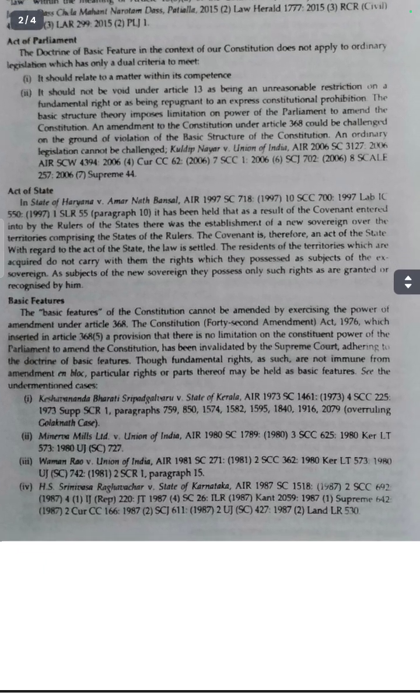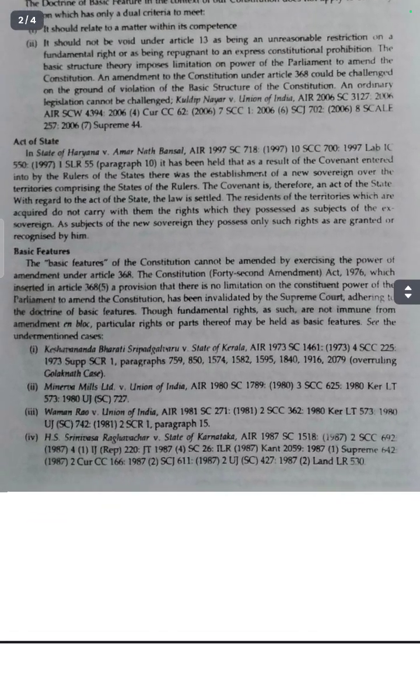Kuldip Nayar versus Union of India. State of Haryana versus Amarnath Prasad. It has been held that the result of the governance entered into the rules of the state that has established a new sovereignty over the territory comprises state of rulers.